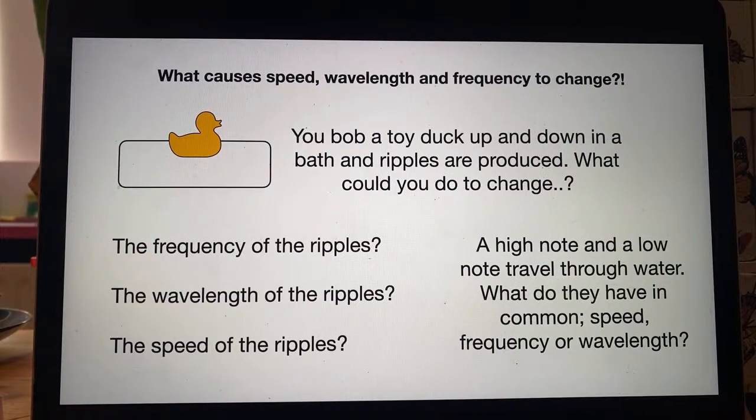You bob a toy duck up and down in a bath, and ripples are produced. What could you do to change the frequency of the ripples, the wavelength of the ripples, and the speed of the ripples? And a high note and a low note travel through water. What do they have in common? Are they travelling at the same speed? Do they have the same frequency, or do they have the same wavelength? Speed, frequency, or wavelength?